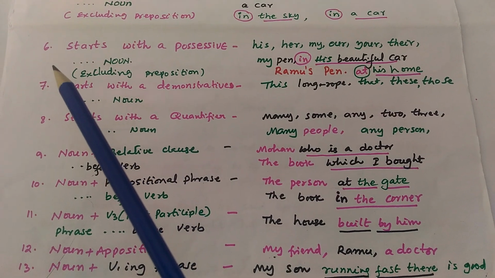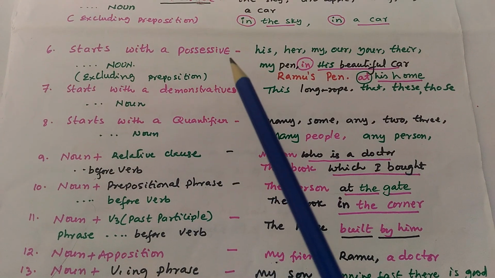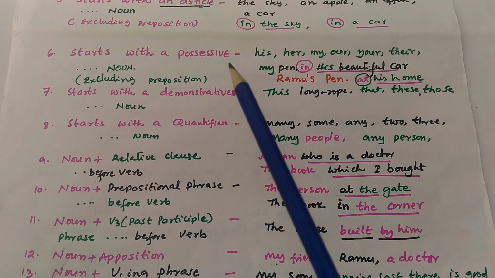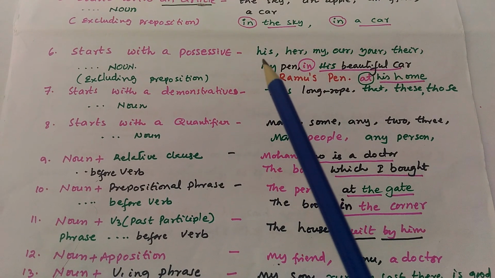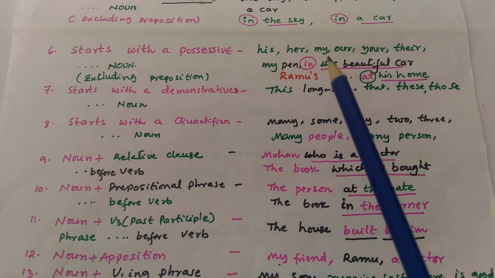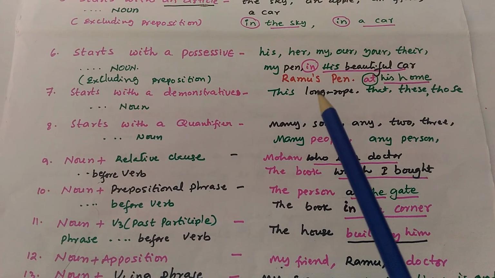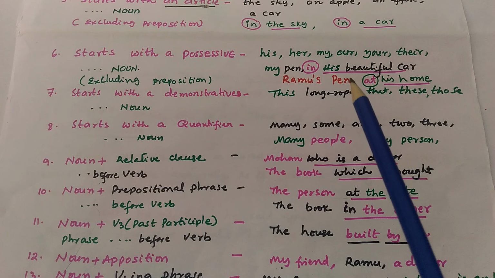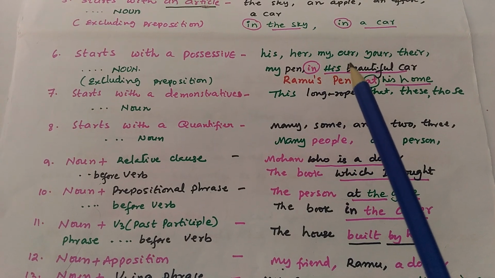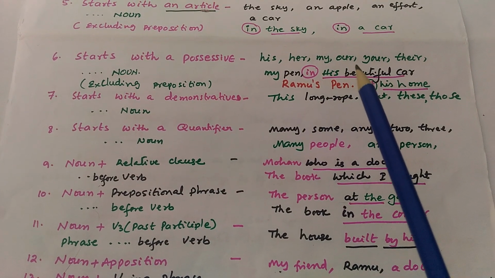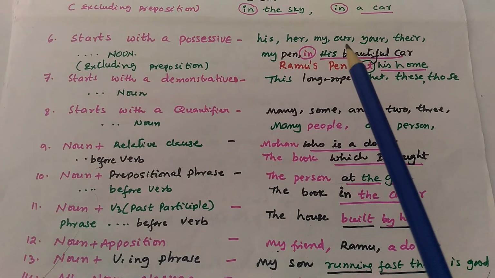Indicator number six, starts with a possessive. It is very, very important one. Frequently you find in a text possessives: his, her, my, our, your, their, my pen, Ramu's, possessive form, and like that. If possessives are there, then from the possessive to the noun, it is called a noun phrase.